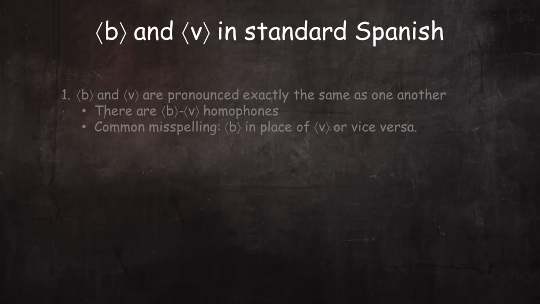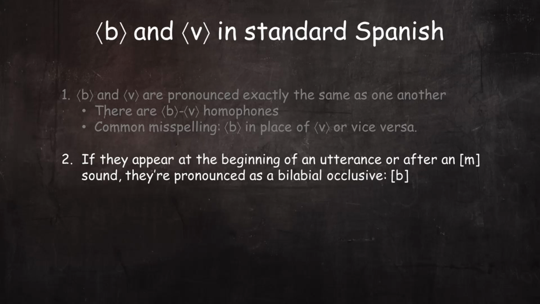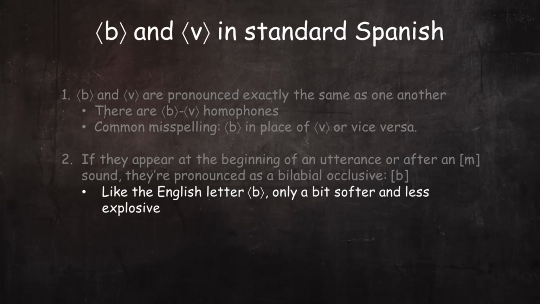Alright, so what is the standard Spanish pronunciation of B and V? Well, it depends on where these letters fall within the word or phrase. If they appear at the beginning of an utterance or after an M sound, they're pronounced as a bilabial occlusive. That means that the lips touch one another and briefly cut off the airflow, like the English letter B, only a bit softer and less explosive. Let's look at some examples.